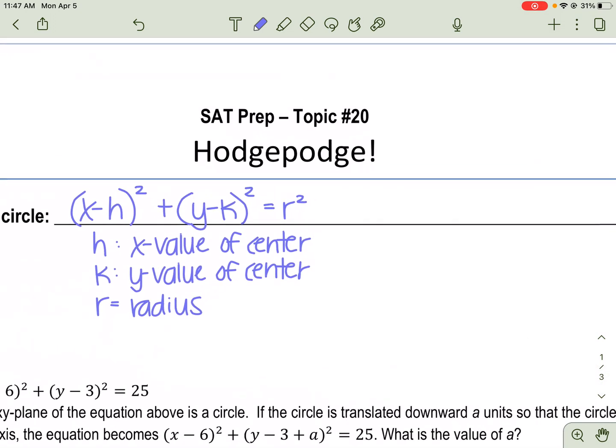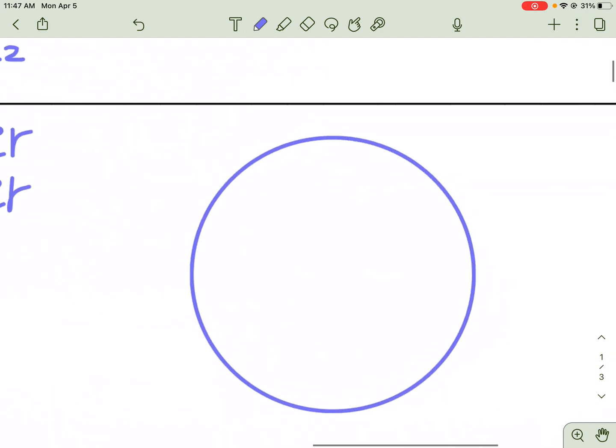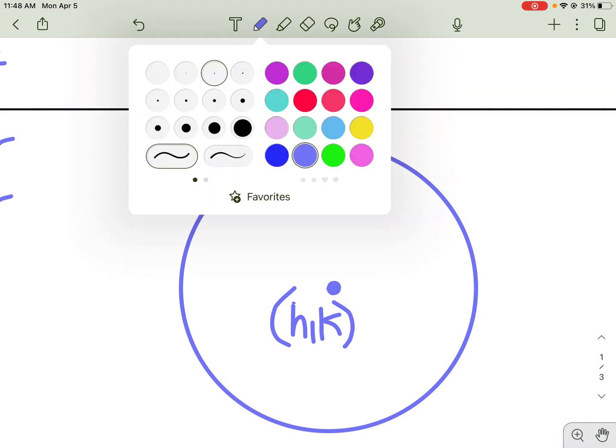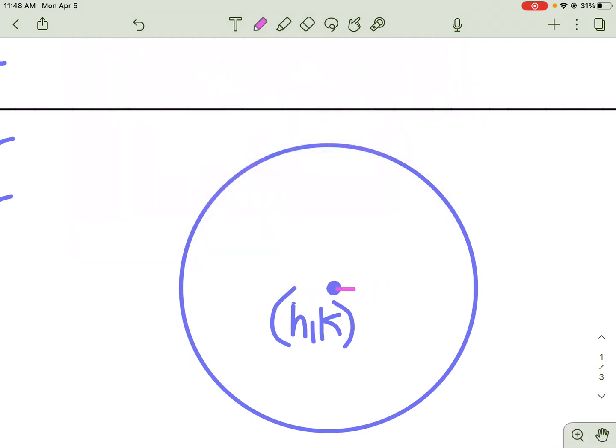Okay, so let's just draw a picture and label some of these things. Okay, so here's my circle. Okay, my center here would be (h, k). All right, and then I can draw in this radius anywhere on the circle because we know they all will be the same. Okay, so I could draw it here, I could draw it here, wherever it may be.